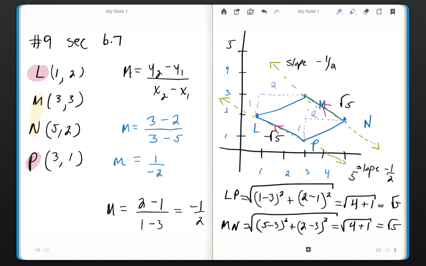From L to M, you went up 1 and then over 2, and then from P, as in person, to N, as in Nancy, you went up 1 and over 2 again. So they're definitely parallel because we have the same slopes. So now we have this. So the only thing left to check is that the distances are the same.